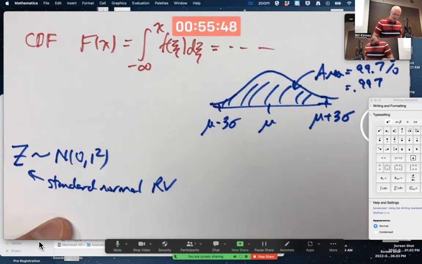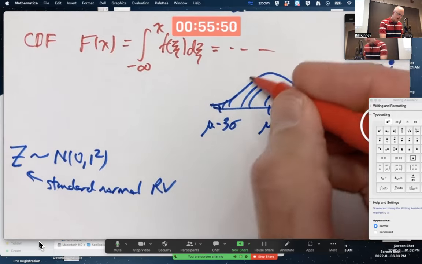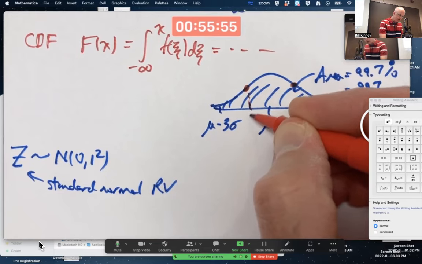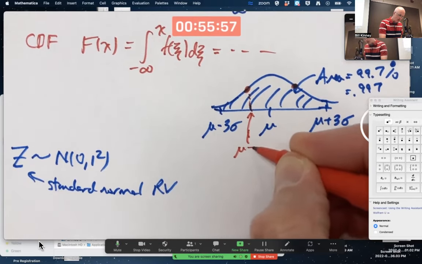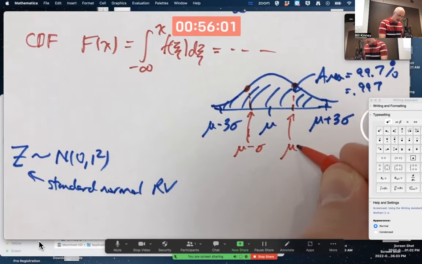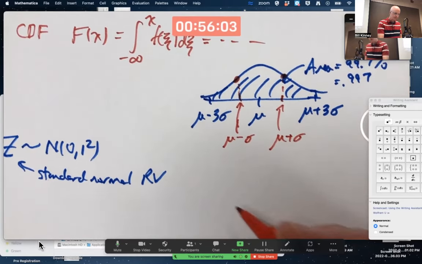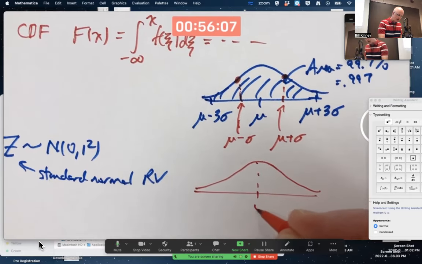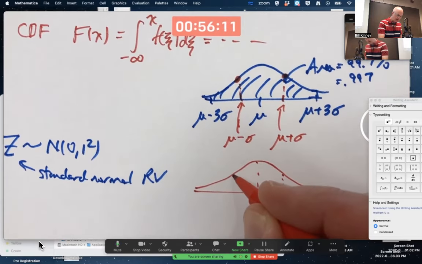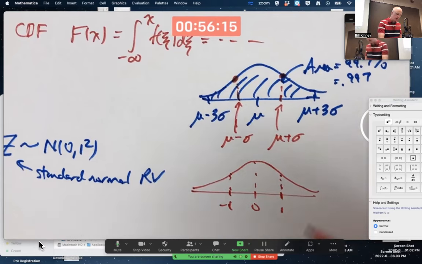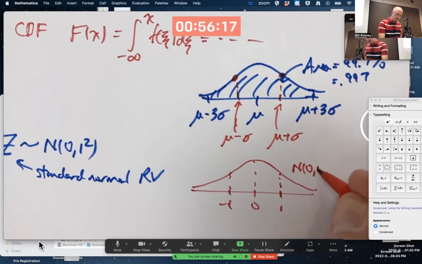It's also true, I forgot to mention, that the inflection points of the graph, and my graph is not to scale, are both exactly 1 standard deviation away from the mean in the x direction. And that means with the standard normal centered at 0, standard deviation of 1 means 1 is going to be about right there, and negative 1 is going to be right about here under a standard normal distribution.